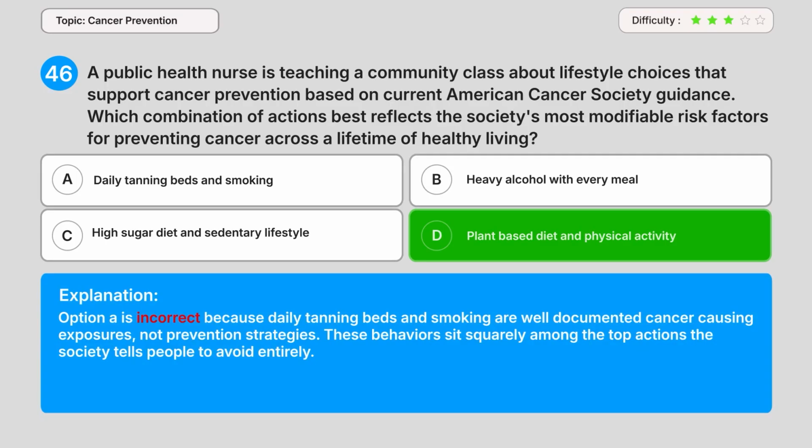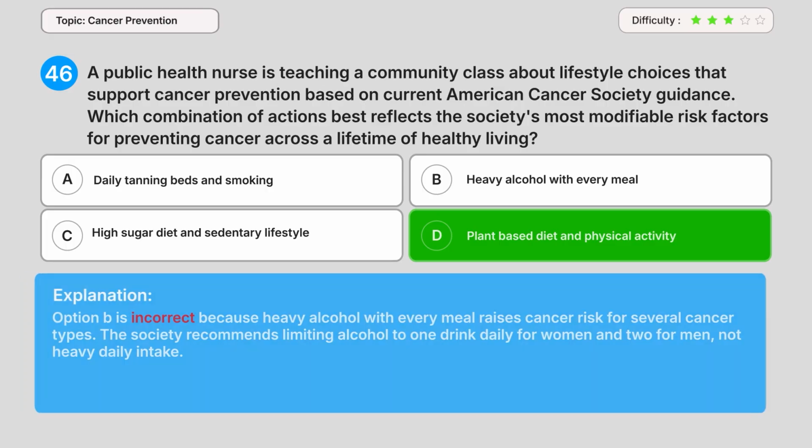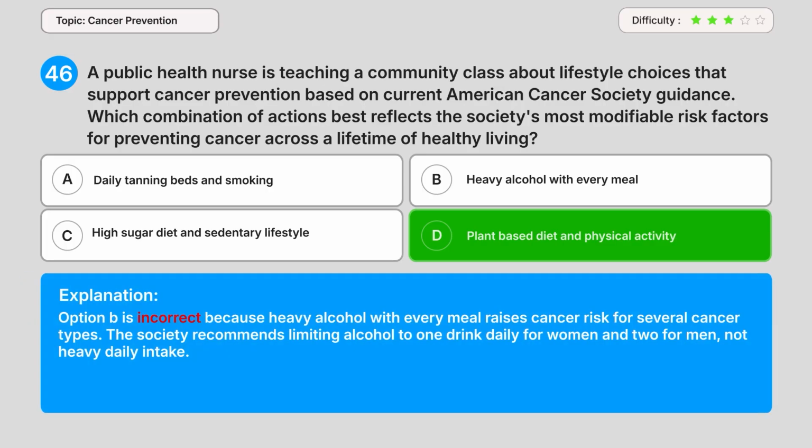Option A is incorrect because daily tanning beds and smoking are well-documented cancer-causing exposures, not prevention strategies. These behaviours sit squarely among the top actions the Society tells people to avoid entirely. Option B is incorrect because heavy alcohol with every meal raises cancer risk for several cancer types. The Society recommends limiting alcohol to 1 drink daily for women and 2 for men, not heavy daily intake.